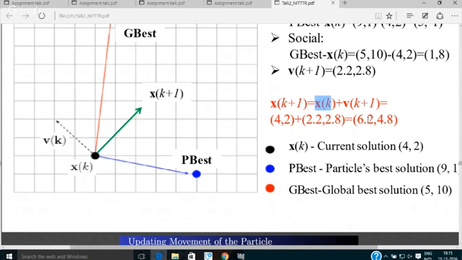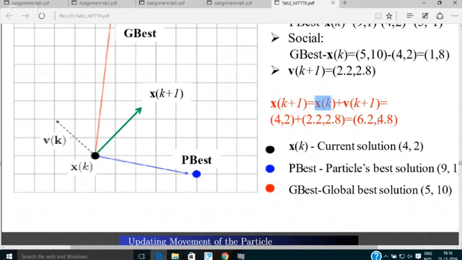Okay, so now there are two points. One is my initial, this black dot 4,2, and the new update is 6.2 and 4.8. Compute the fitness value, the objective function value, at these points. Which one is better in terms of the objective function, either maximization or minimization?